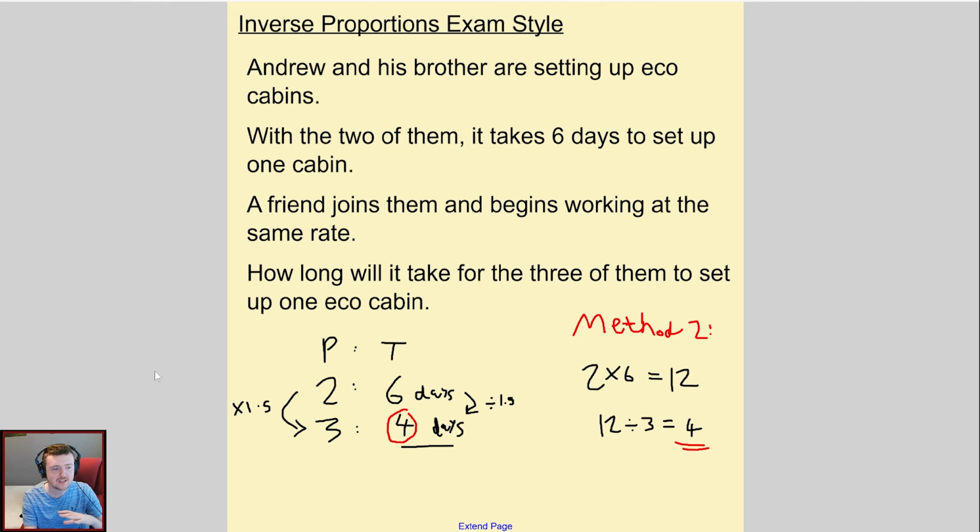And so that's a general overview of the sort of questions you could be asked to do with ratio and proportions at level 2.